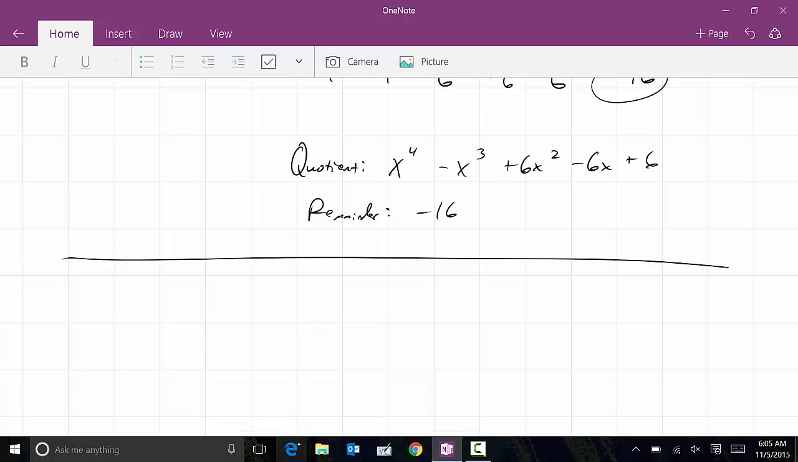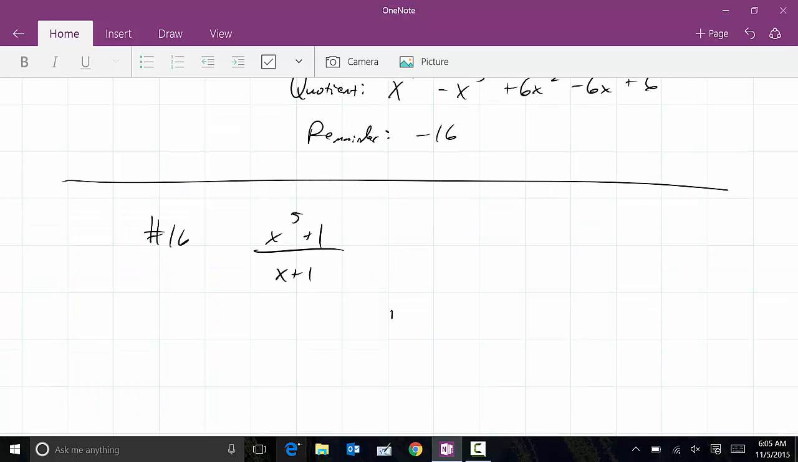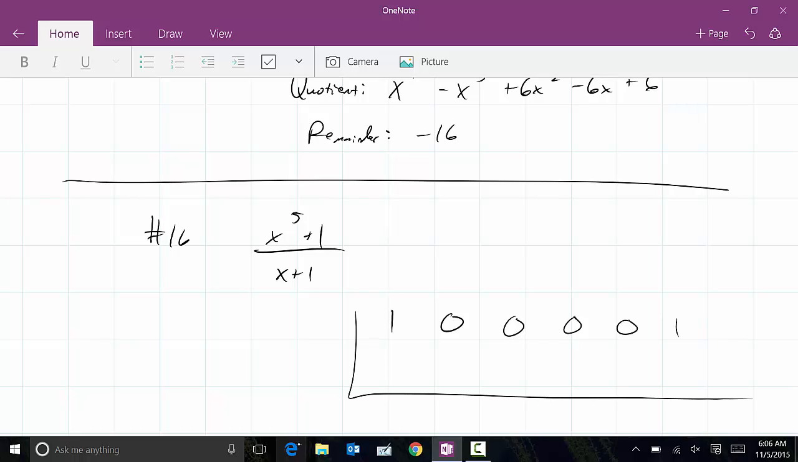Let's do just a couple more. This is number 16. This is x to the power 5 plus 1 divided by x plus 1. So this is going to be 1x to the power 5 plus 0x to the power 4 plus 0x cubed plus 0x squared plus 0x plus 1. And we're going to divide it by x plus 1, so that means we put a negative 1 here.